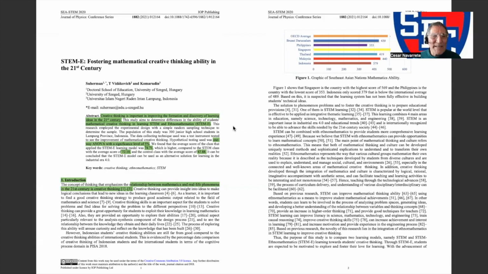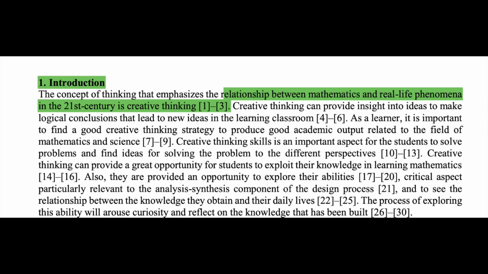And now I look at the introduction in section 1. I read the first line and it shows a relationship between mathematics and real life phenomenon in the 21st century that involves creative thinking, and of course cites studies 1 through 3, which are at the very beginning. And we will look at those later. In this section, the authors' goal is an explanation of the nature of creative thinking, as well as the application in the real world setting and its connection to mathematics.